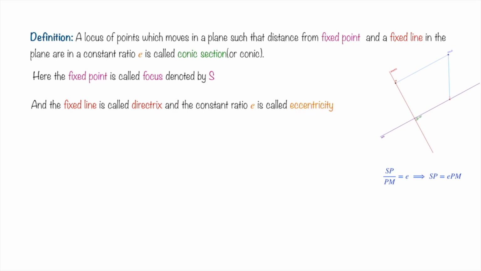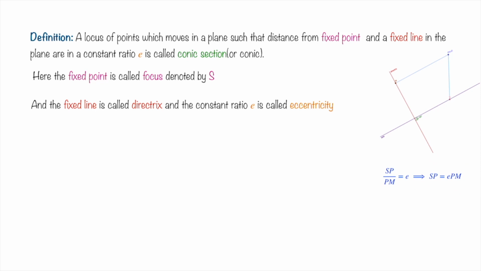This is a fixed point, the focus, this is a fixed line, the directrix, and we are talking about the locus of a point P such that SP by PM equals E. Here SP is the distance from this focus to this point, and PM is the perpendicular distance from this point to this directrix line. If P is a point on a conic with eccentricity E for a given focus and directrix, we should have SP equal to E times PM.